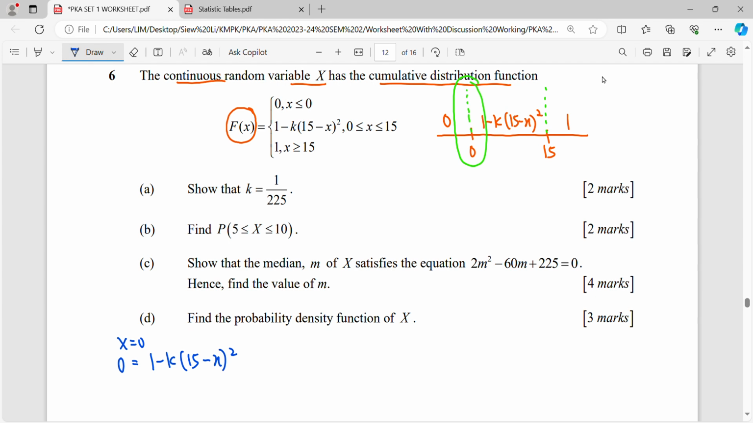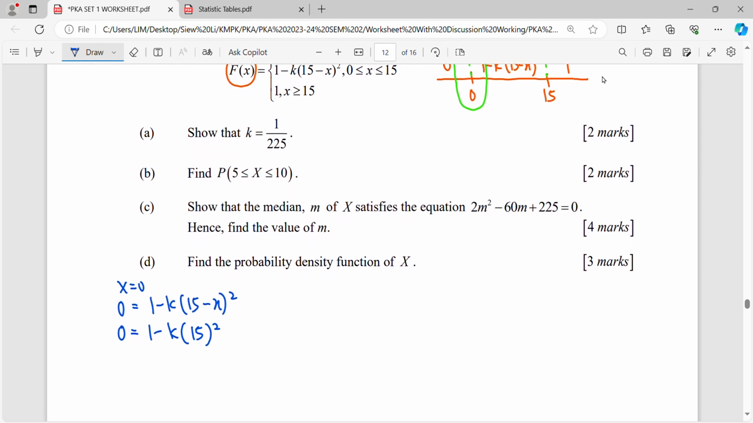So substitute your x here, coordinate x equals 0. Simplify this. It will be 225k equals 1. So k equals 1 over 225.